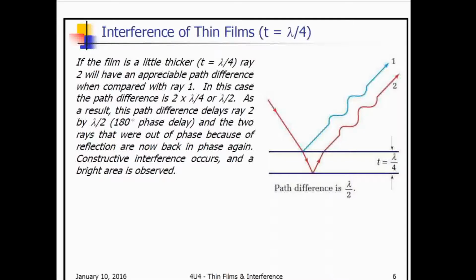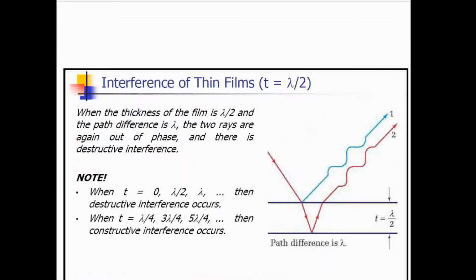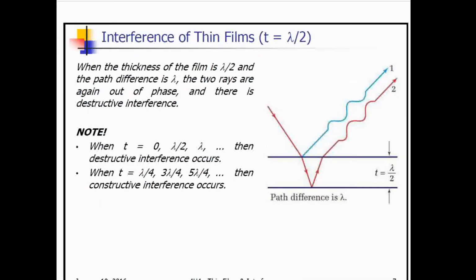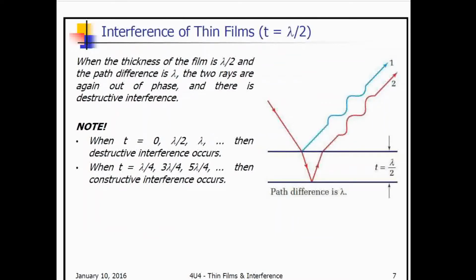At regions where we're a little bit thicker, when the thickness is about a quarter wavelength, we end up having a path difference that is a bit more noticeable. If we're a quarter wavelength out of phase, the path difference is a half wavelength. This gives us constructive interference. We start to have bright ranges.